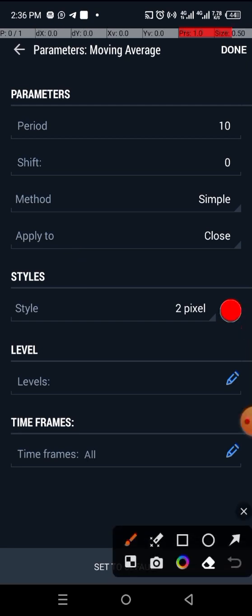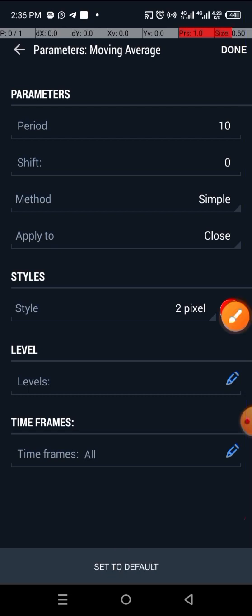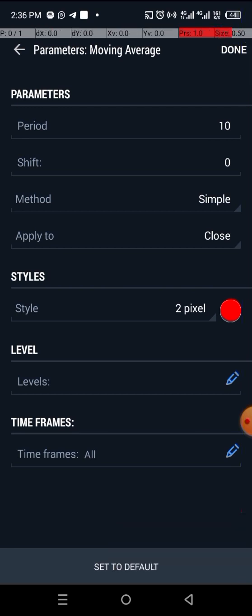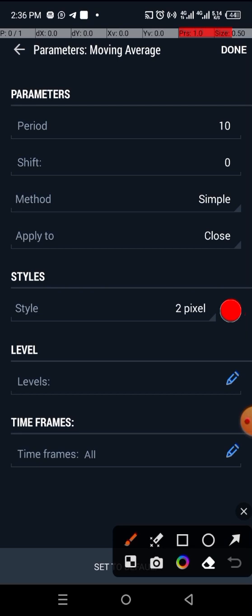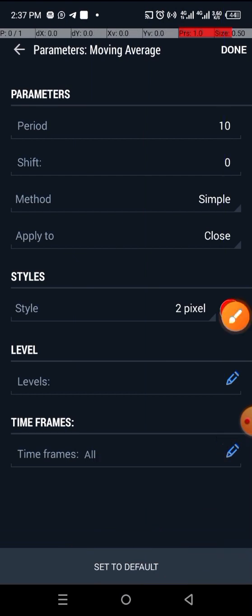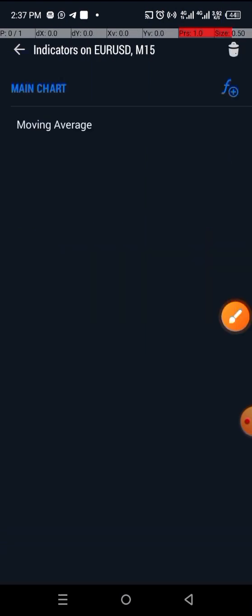You see, even here on time frame, you can make it appear on all time frames. After you are done adjusting your indicator, guys, you can come to the top here and click on done. And when you click on done, now it will be applied on your chart. But for now, I've just allowed my indicator to be the way MetaTrader 5 has programmed it, which is set to default. And then I click on done.